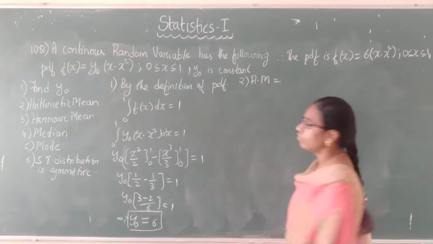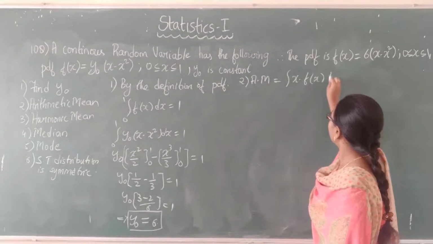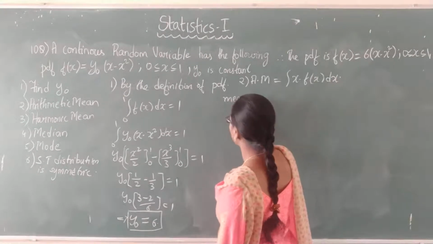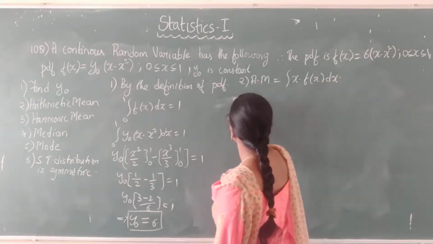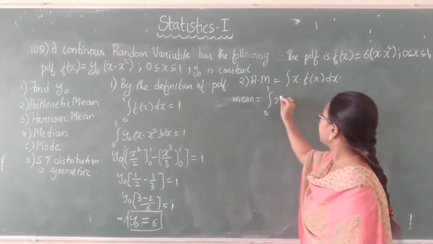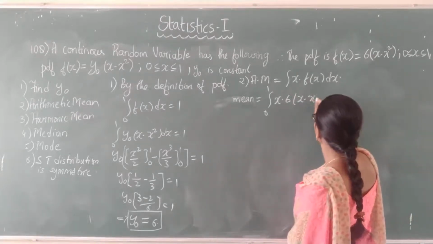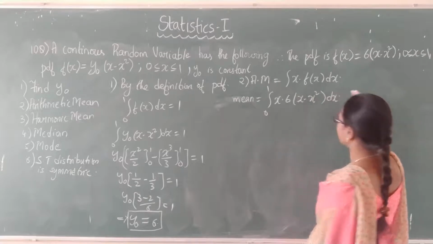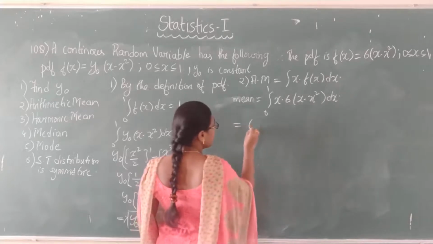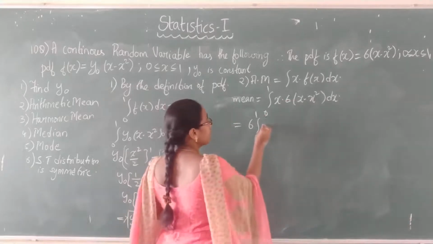So what is the formula for the arithmetic mean? Integral of x into f(x) dx. So here mean is equal to the integral from 0 to 1 of x into f(x), whose value is 6 into (x - x²) dx. Now what is the constant? 6 is constant, which equals 6 into the integral from 0 to 1. Multiply x inside, x into x is x squared.